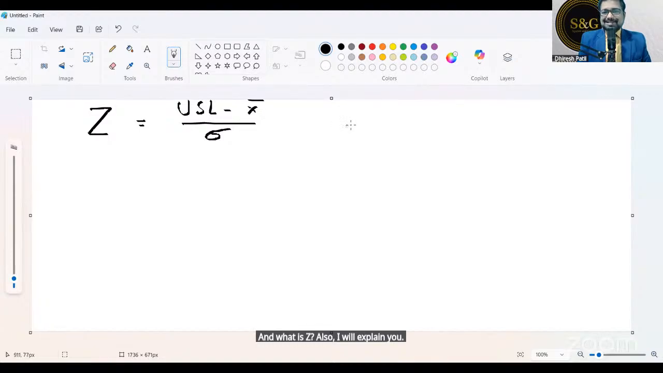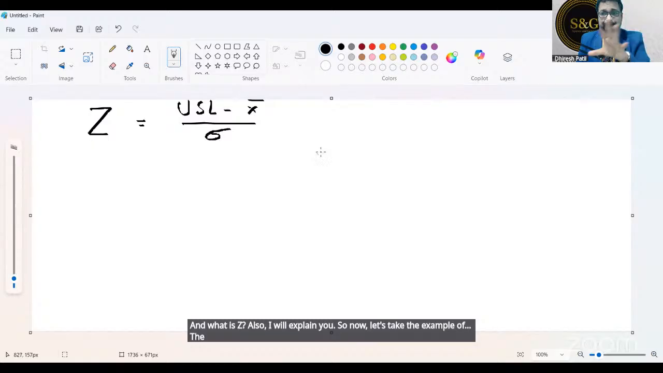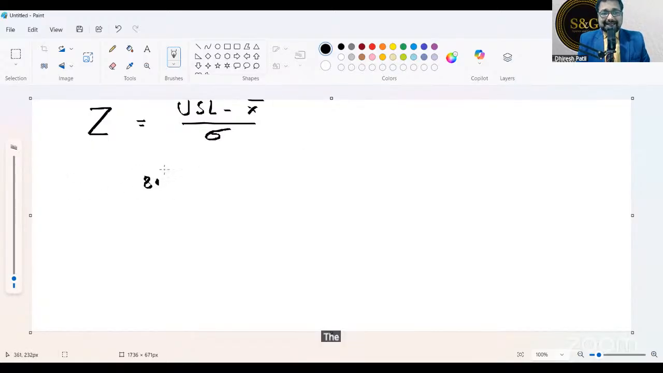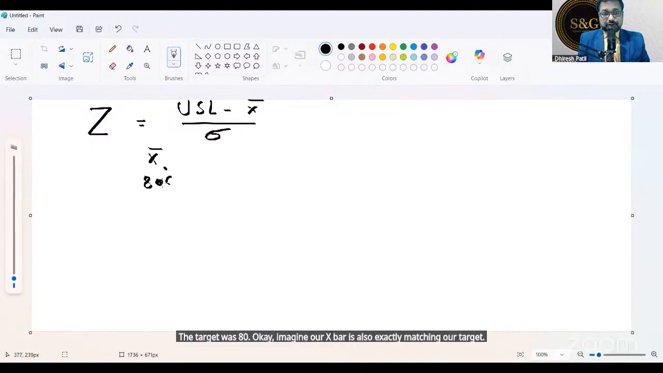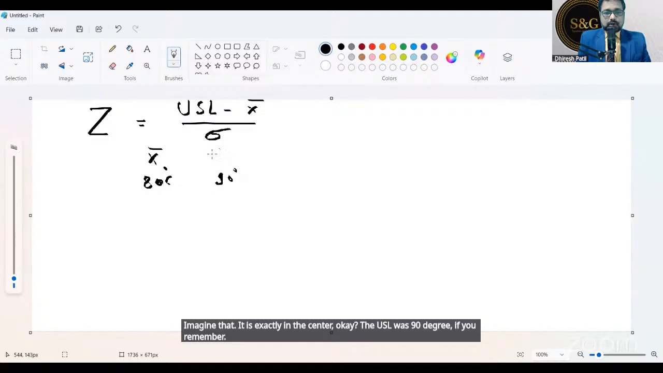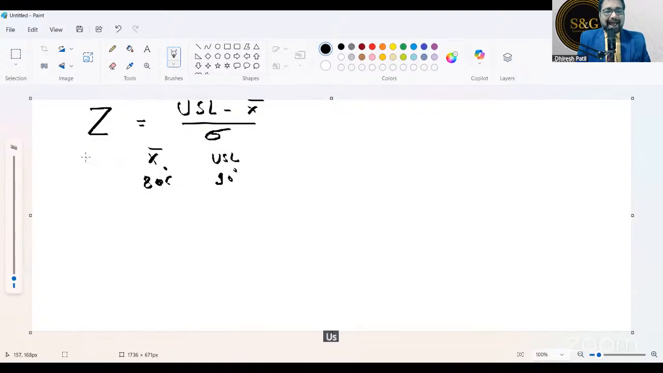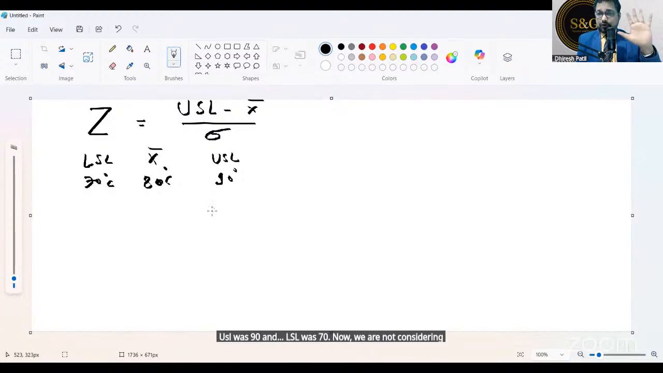So now let's take the example of the same tea example, the temperature of the tea. What was the temperature of the tea example? The target was 80. Okay, imagine our X bar is also exactly matching our target. Imagine that. It is exactly in the center. The USL was 90 degrees, if you remember. USL was 90 and LSL was 70. Now we are not considering LSL as of now.